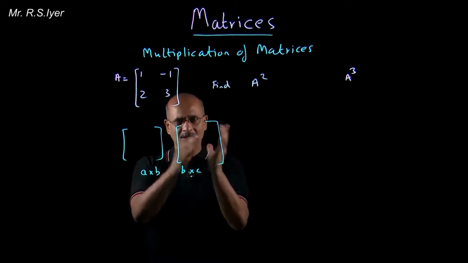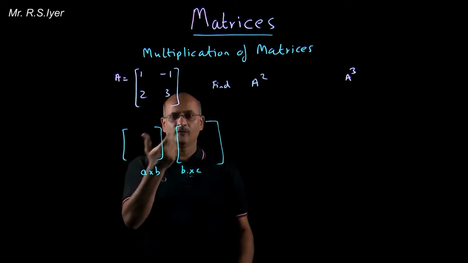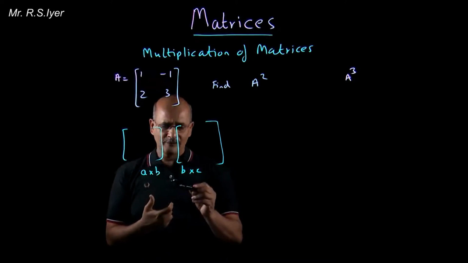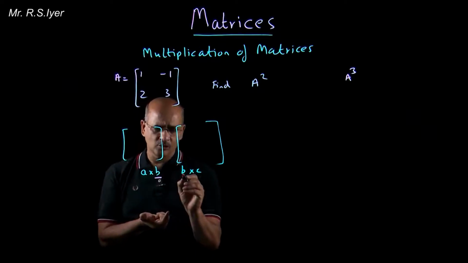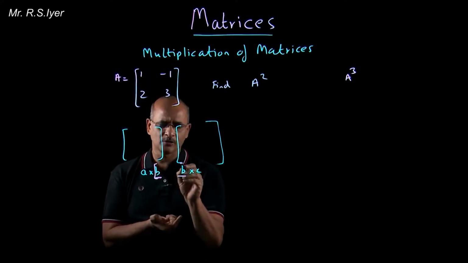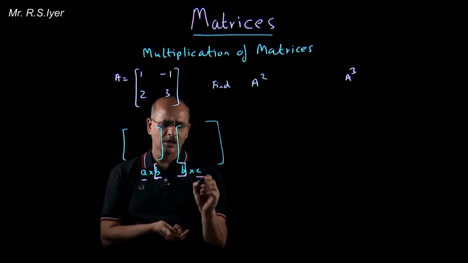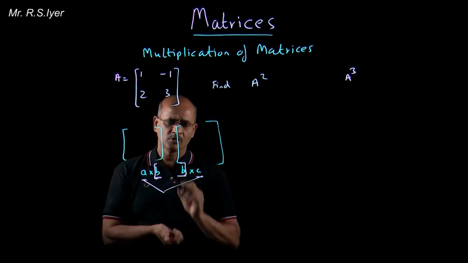Similarly for multiplication, the rule is that if a matrix is to be multiplied with another matrix, then the columns of the first matrix should be equal to the rows of the second matrix. That means this part should be the same, and the resulting matrix will be A into C. The resulting matrix will be A into C. So keep that in mind.